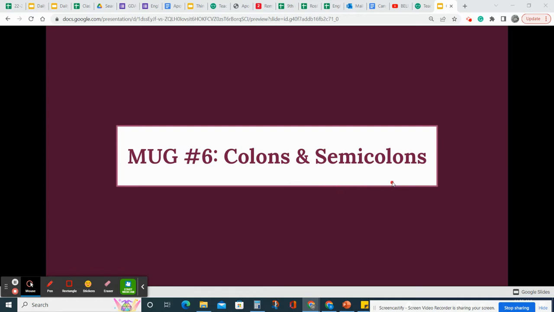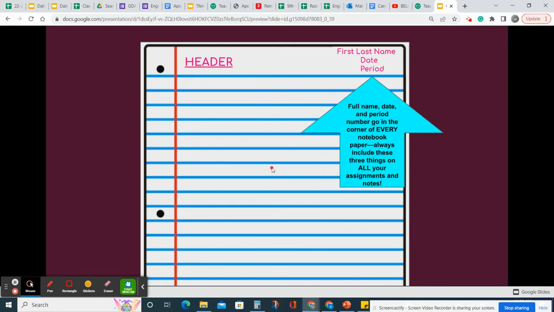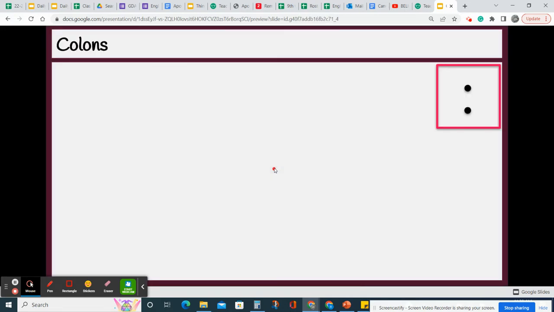So we need a fresh sheet of notebook paper. Across the top, make sure you have your header filled in as well as the top right hand corner with your first and last name, the date, and the period. Our header today should say something like mug 6 colons and semicolons. And we have only 2 slides of video notes to go over today, so here we go.